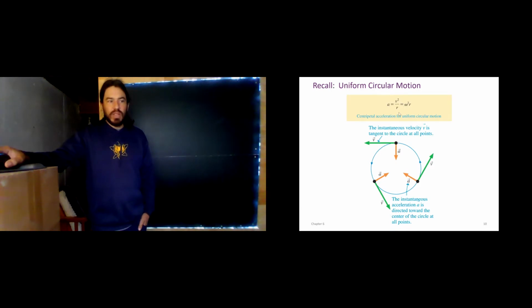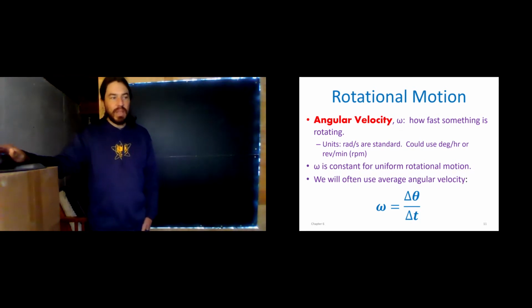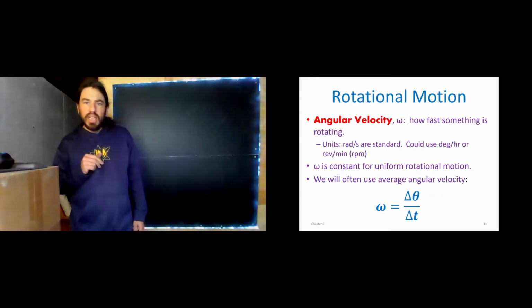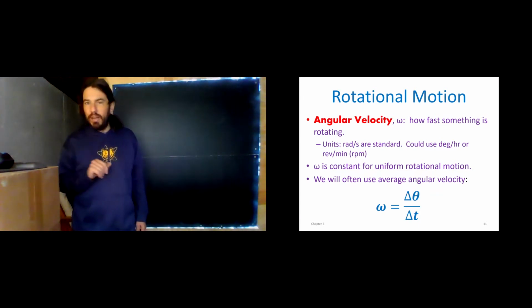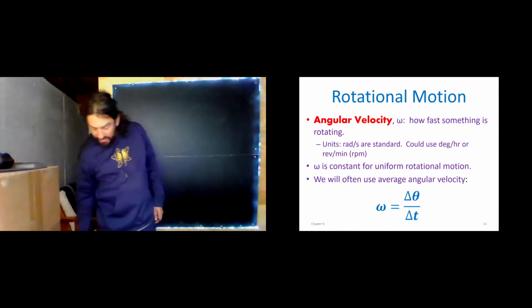So while we can write it as v squared over r, we can also write it as omega squared r. And this omega, we call the angular velocity. It's how fast something is rotating. If you've looked at the tachometer in your car, it says how many RPMs your engine is rotating at. Essentially, that is an angular velocity, right?